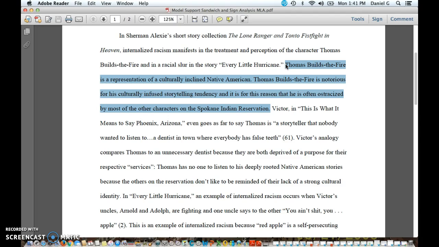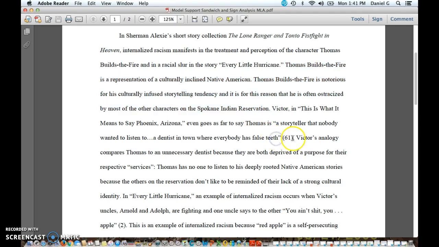This sets up the detail that's quoted, the analogy between Thomas telling stories to his fellow Native Americans on the reservation and a dentist in a town with people who have false teeth. The Native Americans he talks to have no use for his stories because they are like the townspeople with false teeth. If stories are a sign of valuing one's ethnic culture, and the Native Americans on the reservation don't value Thomas's stories, then these Native Americans don't value their own culture.